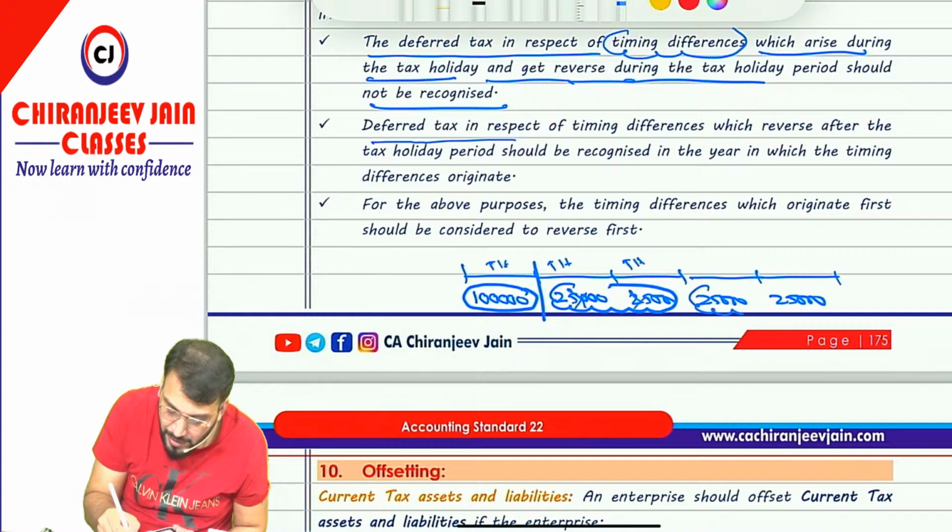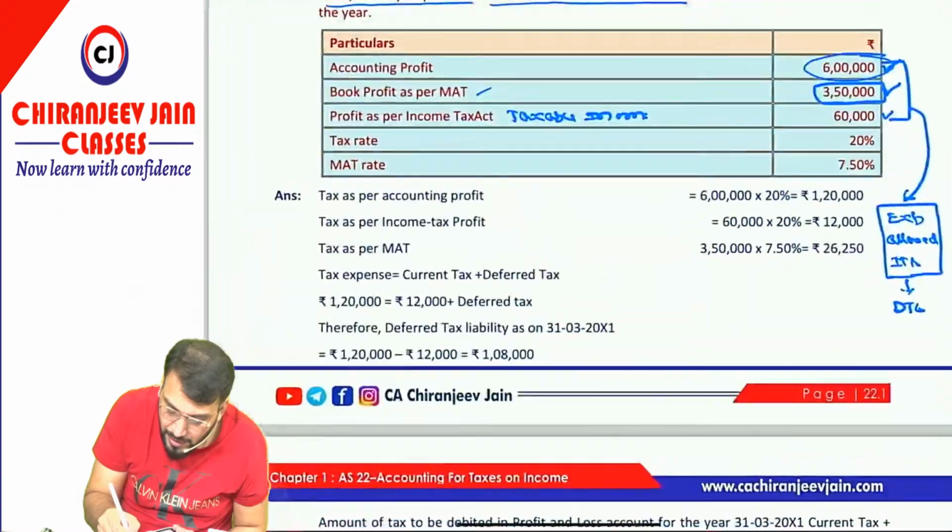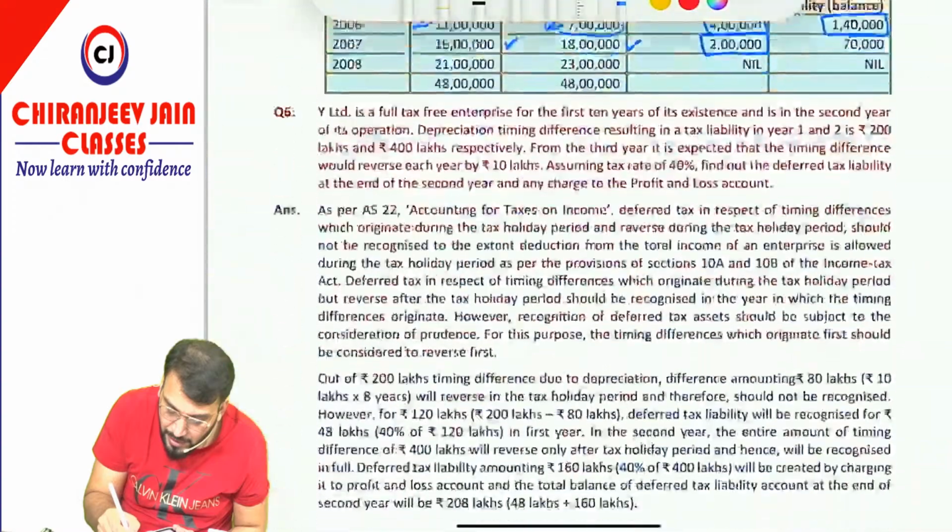But whatever is reversed after the tax holiday period, on that we are actually getting some tax advantage or tax disadvantage. So out of this 1 lakh, on 50,000 no deferred tax, but on 50,000 we will recognize deferred tax. This they want to say. Let me take one question, because this question can also be asked in exam.